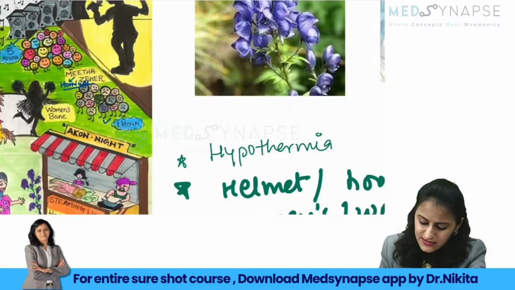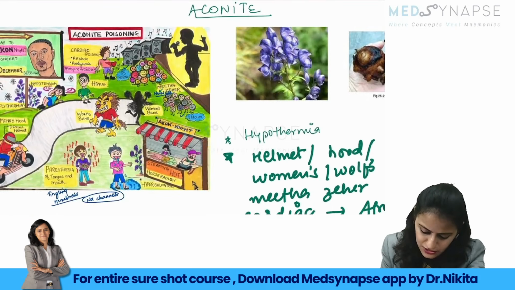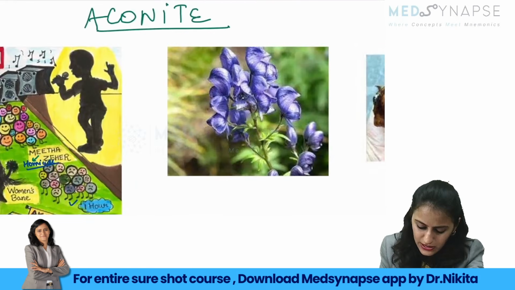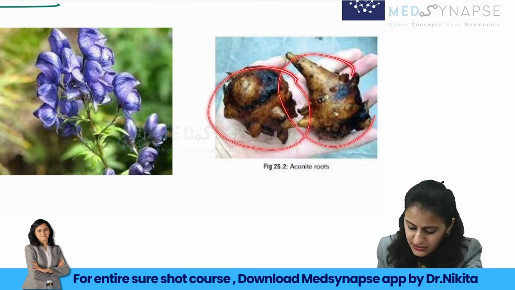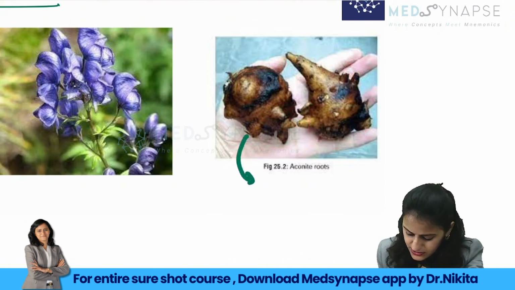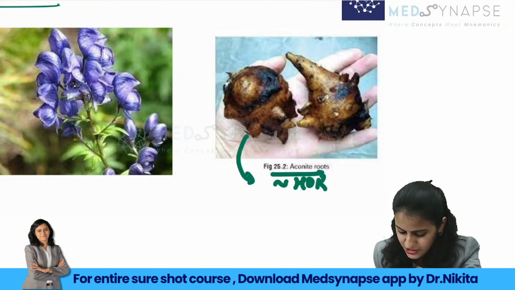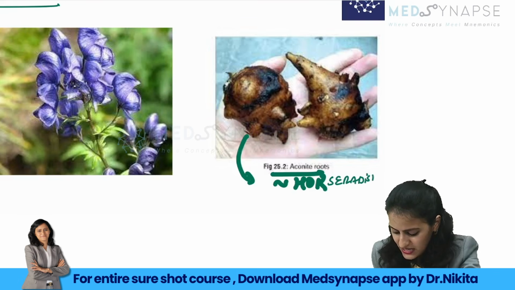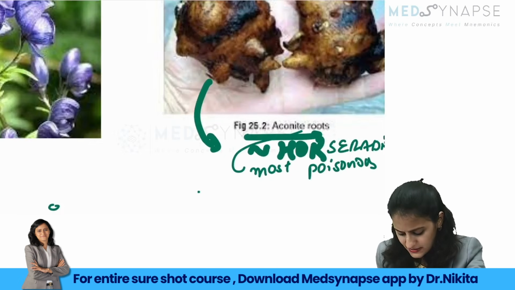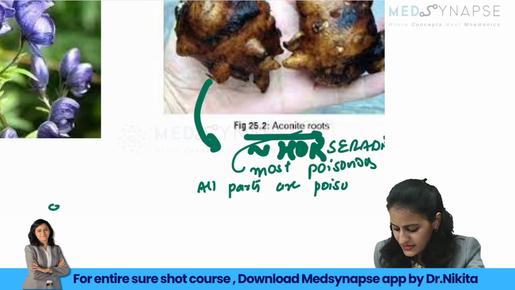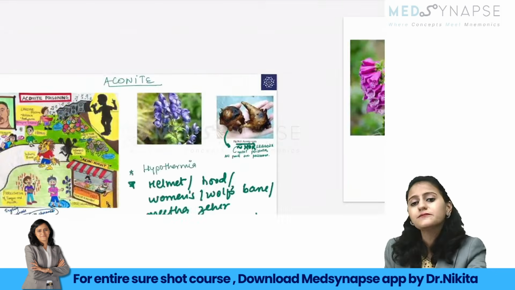So remember that this is how the plant of aconite looks like. You saw the image here as well, that blue color plant. This is the aconite plant. The most important image here, the roots, the aconite roots, they resemble the horseradish. Okay, the aconite roots resemble the horseradish. And remember that the roots are the most poisonous part in the plant, though all the parts are poisonous. Okay, all parts are poisonous, but the most poisonous are the roots.